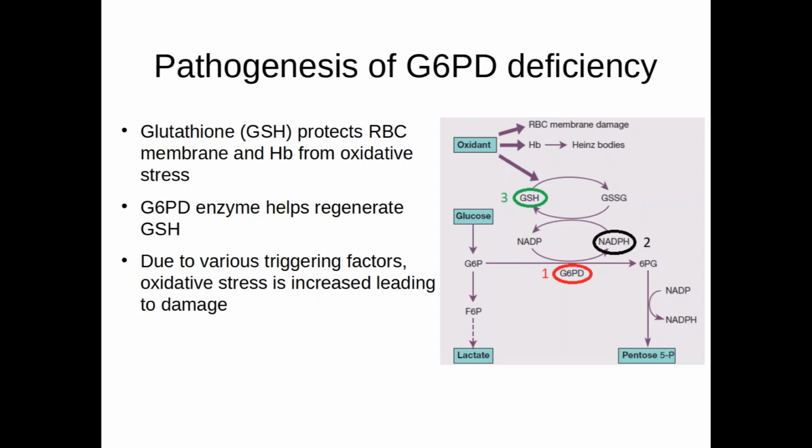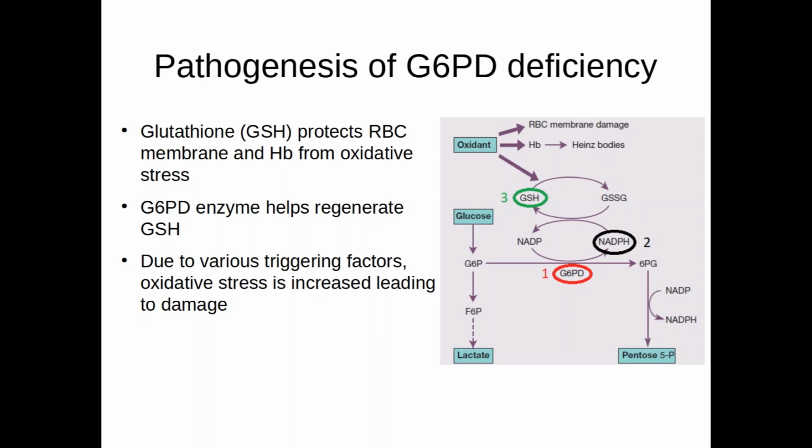Pathogenesis wise, let us have a brief look into the mechanism of how this G6PD enzyme normally acts. There is a mechanism inside the RBC in which a substance called glutathione protects the RBC from damage by free radicals. This G6PD enzyme normally will help to regenerate that glutathione.